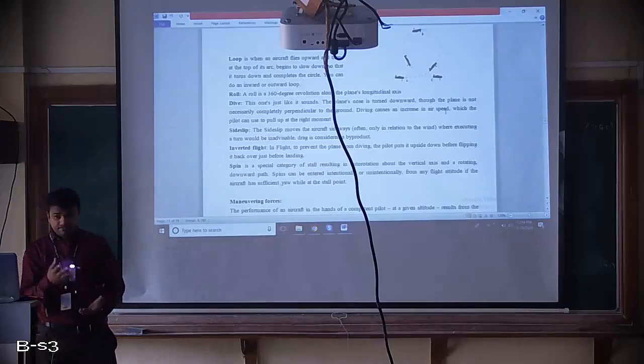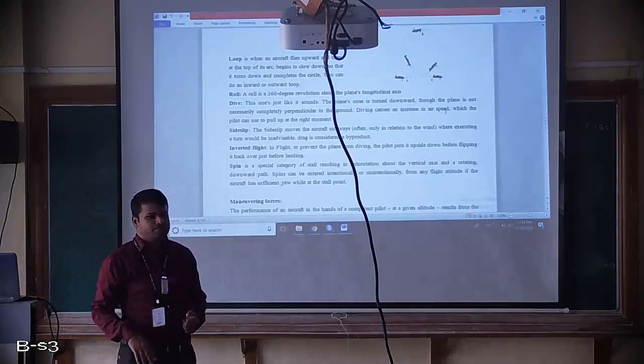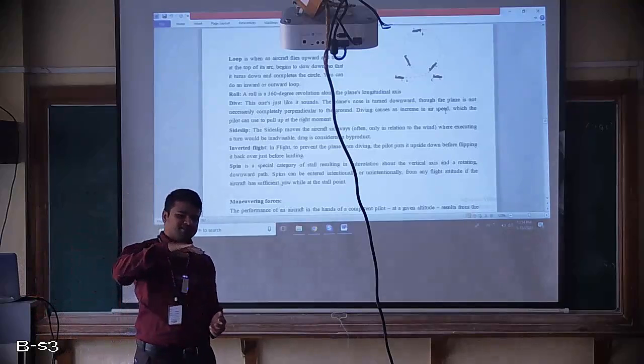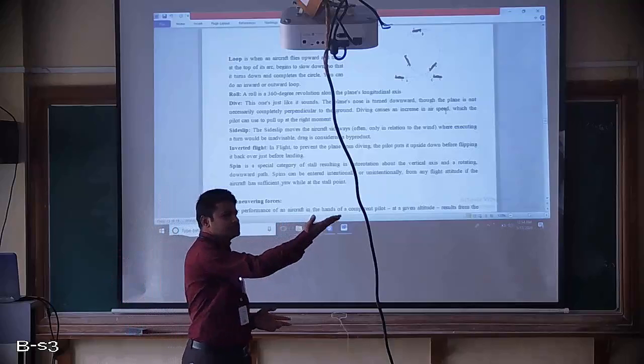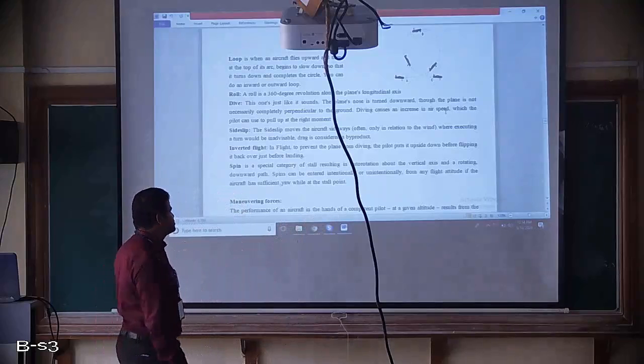Inverted flight. Inverted flight means totally upside down. The aircraft is moving in this way, it will become upside down and it will move that way. That's called one more different kind of maneuver. That's called inverted flight.